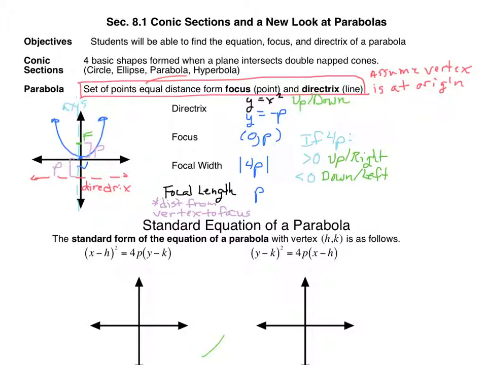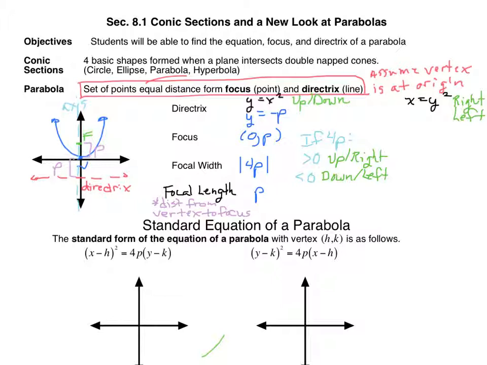So then, what are the formulas if we have x is equal to y squared? That gives you a parabola that opens right or left, one of the two. And again, it depends on whether 4p is positive or negative. If 4p is positive, it's going to open right. If 4p is negative, it's going to open left.